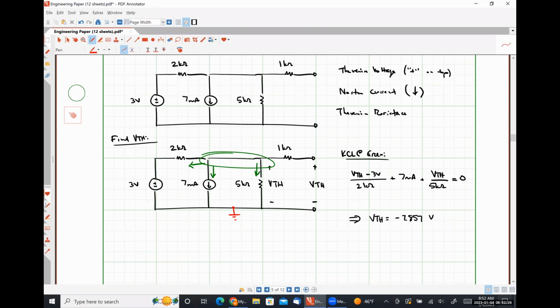So we have the nodal voltage effectively where the current is starting from, which is VTH, minus the nodal voltage that it's flowing to, which is 3 volts with respect to ground. So I have VTH minus 3 volts divided by 2 kilo ohms is the current flowing to the left. Current flowing down on the left-hand side is 7 milliamps, so that's added. Current flowing down through the 5 kilo ohm resistor is VTH minus 0 over 5 kilo ohms. Yes, ma'am.